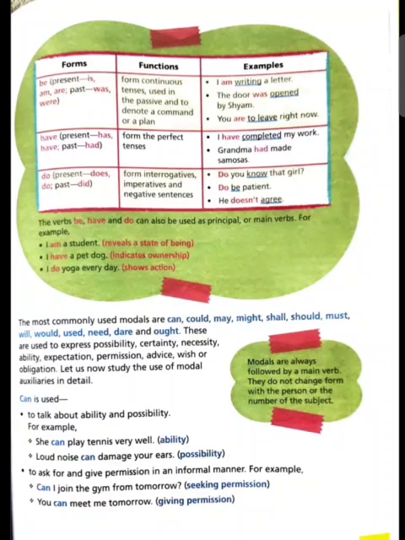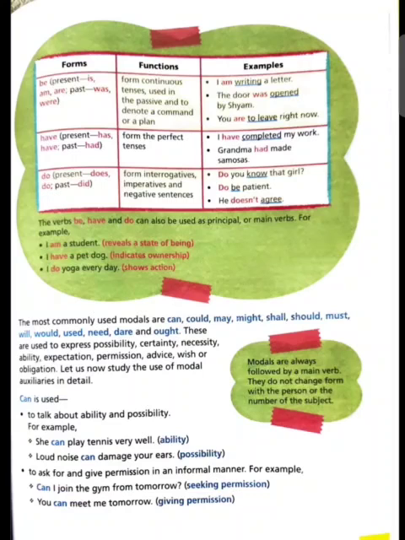Now, coming forward, the forms of do. So children, what are the forms of do? Does, do, and did. So, to form interrogative and imperative sentences and also negative sentences, you can use these forms. Like, do you know the girl? Do be patient. And he doesn't agree. So, the function and the forms we have already discussed about primary auxiliaries.